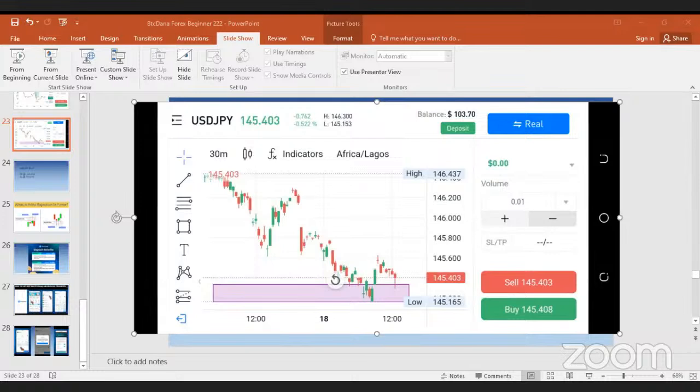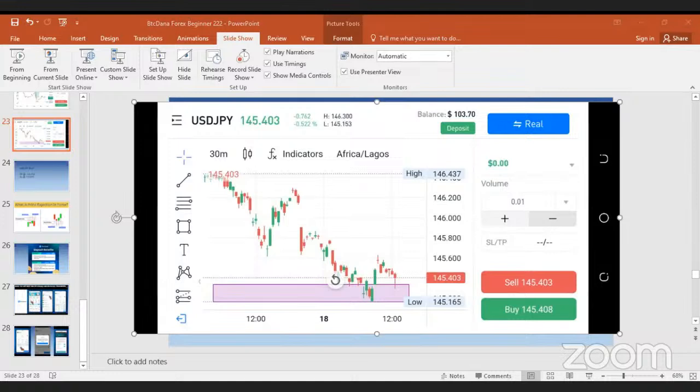Why is it reversing? Because there are a lot of buyers around such areas. So anyway you see a market reversing, maybe there are a lot of buyers there or a lot of sellers there. Okay, and I hope this answers your question.